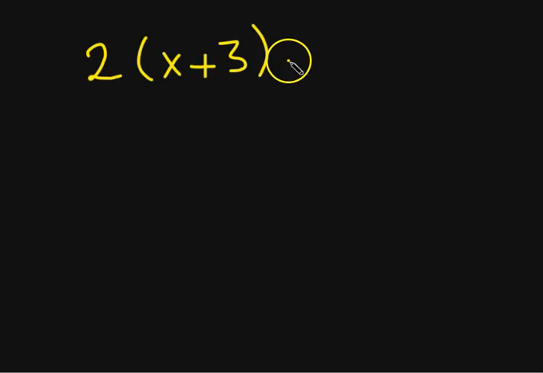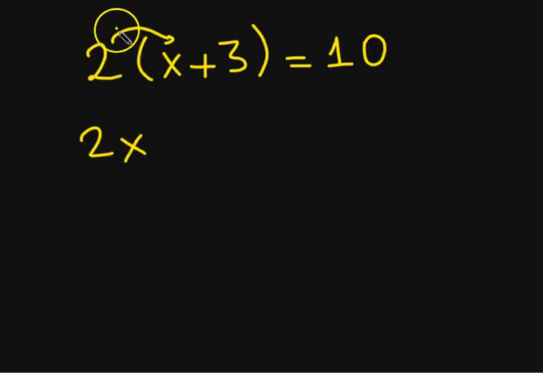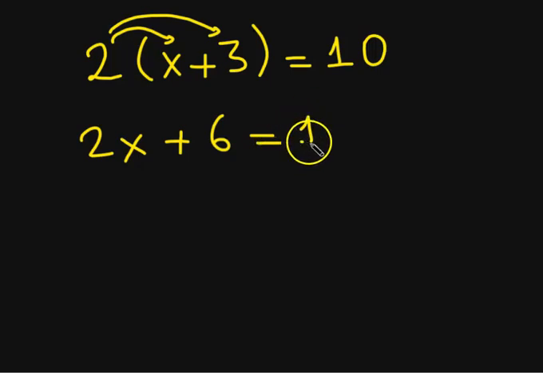Let's say I have an expression 2 times (x + 3) = 10. In this expression, I have parentheses additionally. So the first step will be getting rid of the parentheses. How to do that? We will use the distributive property. 2 will be distributed into the parentheses: 2 times x will be 2x, 2 times plus 3 will be plus 6, equals 10.